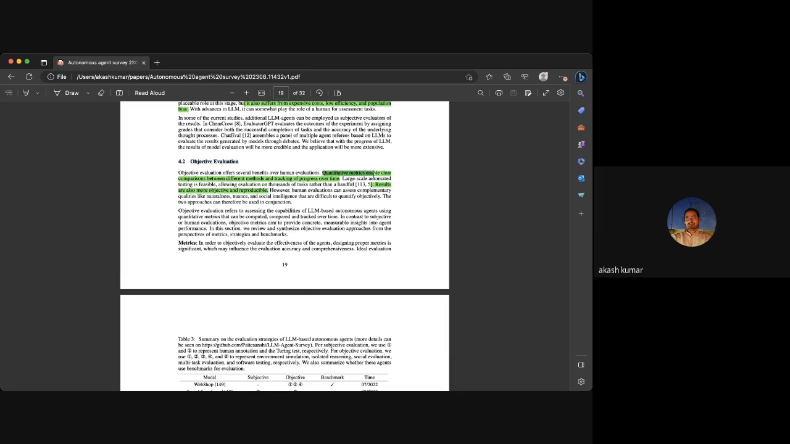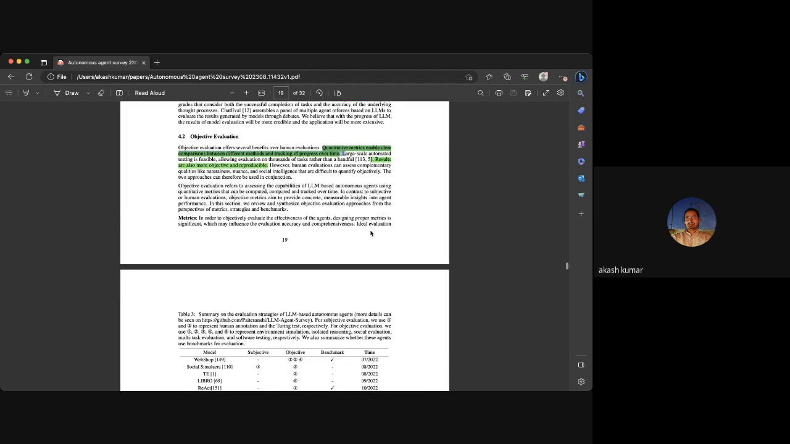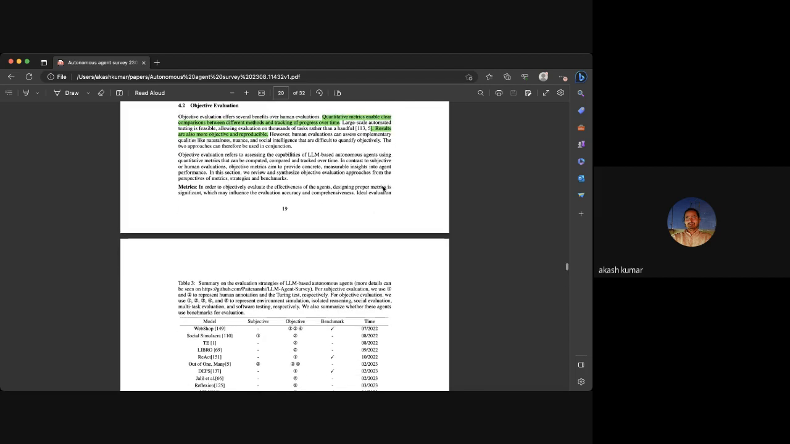When it comes to objective evaluation, quantitative metrics enable clear comparison between different methods and tracking of progress over time, and these results are more objective and reproducible. There is great importance in having these objective evaluations, because if we are working on a model or an agent, we can clearly see how it is improving in different aspects.